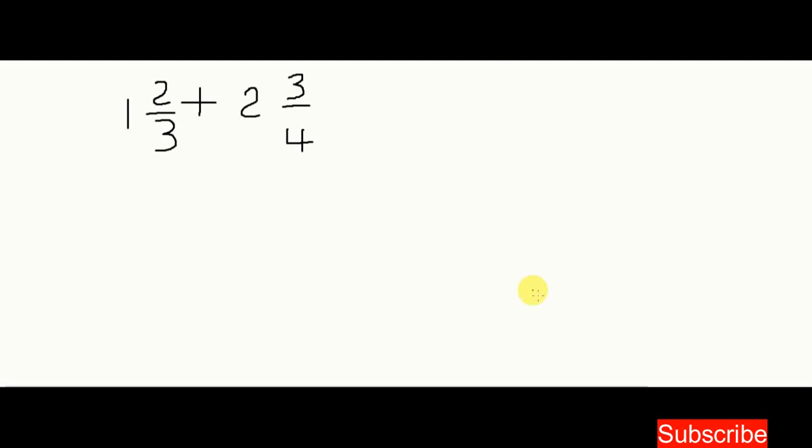So given that 1 2 over 3 plus 2 3 over 4. So these are some mixed fractions. First thing I am going to do is to convert these mixed fractions into improper fractions. Let's go.